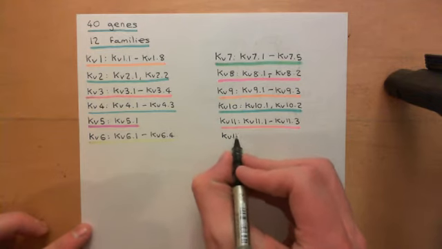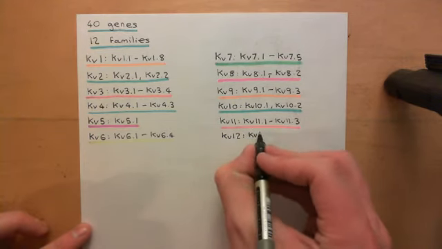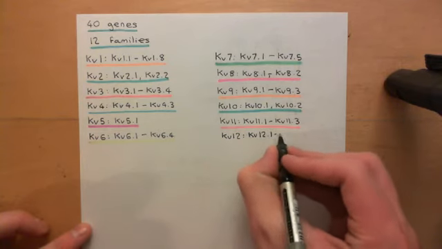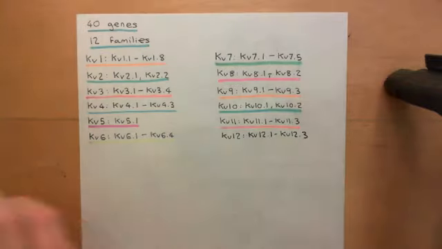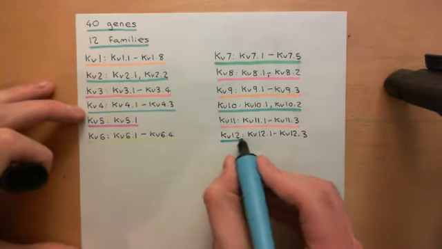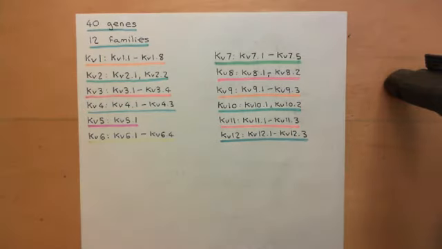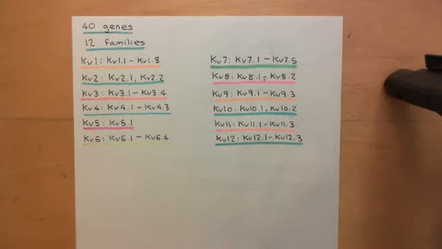Okay, so the final family is called KV12, and this consists of 3 different members, KV12.1 through to KV12.3. We'll underline that one in blue here. Okay, right, so those are the 12 different families then of alpha subunits of voltage-gated potassium channels, or rather the genes for alpha subunits of voltage-gated potassium channels.